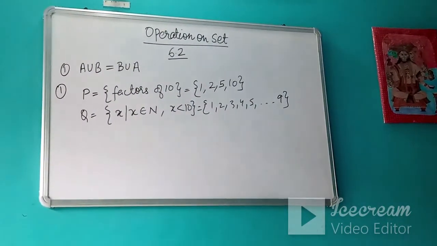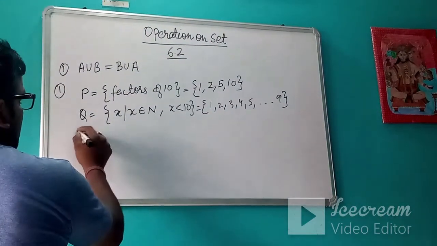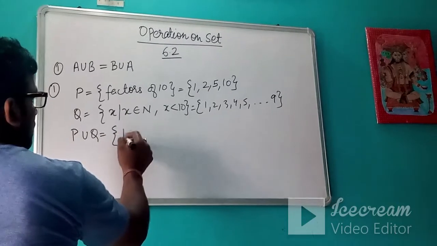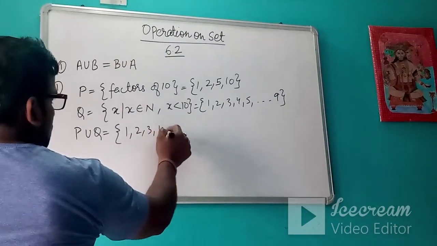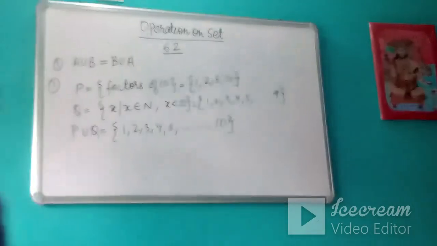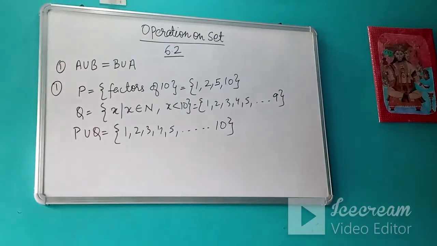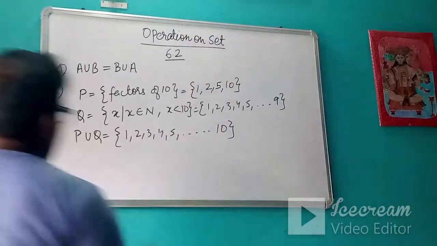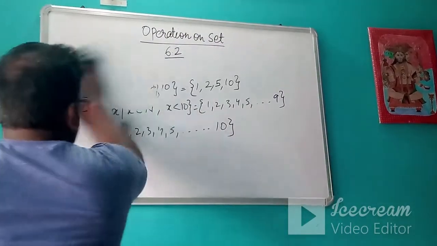Now if you wish to calculate P union Q, what will this P union Q contain? 1, 2, 3, 4, 5 and all the natural numbers till 10. So this is how you will calculate the union of two sets.